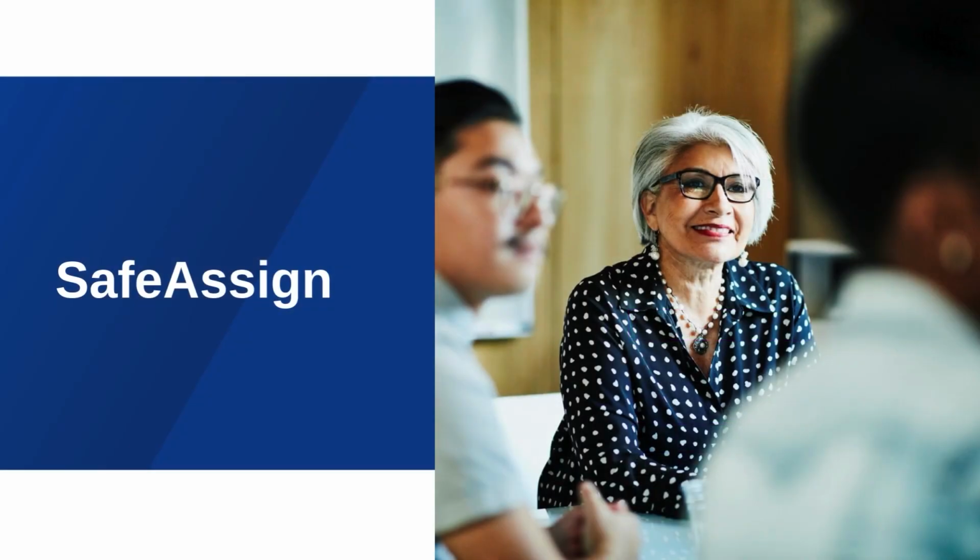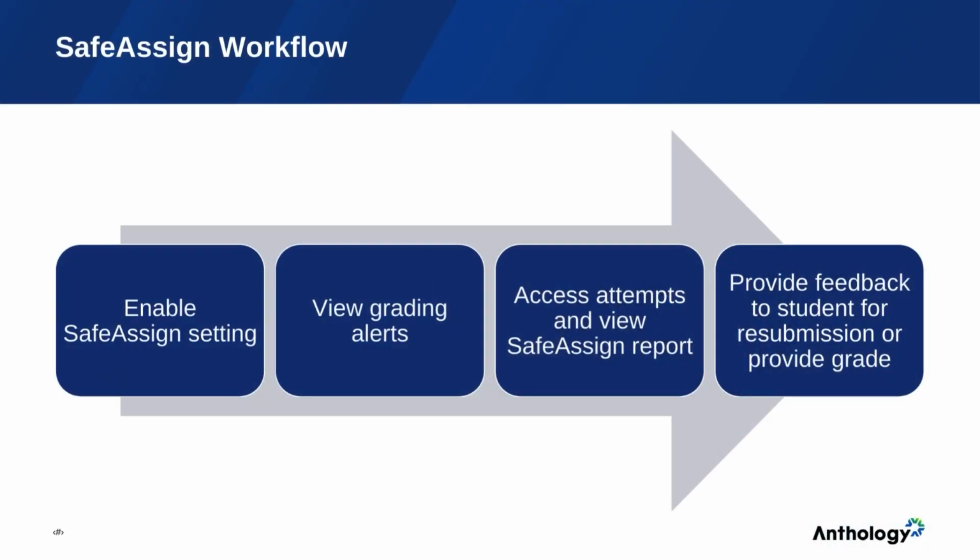Now let's think about SafeAssign. SafeAssign compares submitted assignments against a set of academic papers. It identifies any overlap between submitted text and existing works. It scores on the probability that two phrases have the same meaning, and it should be used as a warning indicator only. To use SafeAssign, on the Create Assignment page, a SafeAssign section appears in the assignment settings.